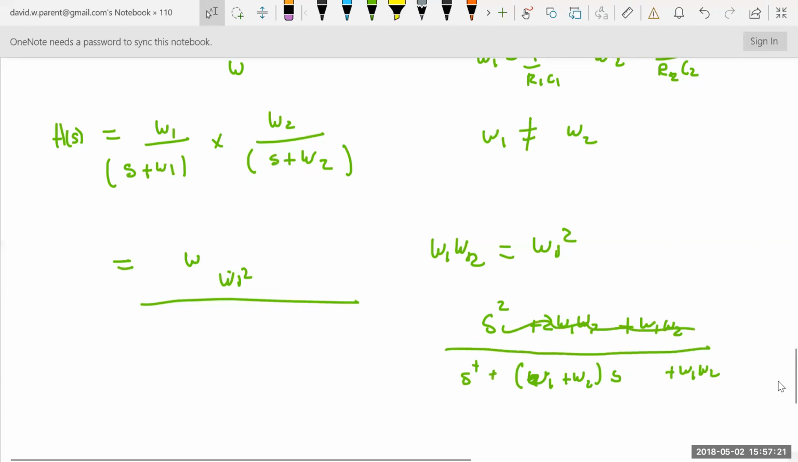Right. Now this 2 zeta omega naught equals omega 1 plus omega 2, omega naught squared equals omega 1 omega 2. And then you can back calculate it. And you're going to find that this will be greater than 1. All right. So we'll have two distinct real poles, right? One here and one there, right? Those will be minus roots, so it will be stable.